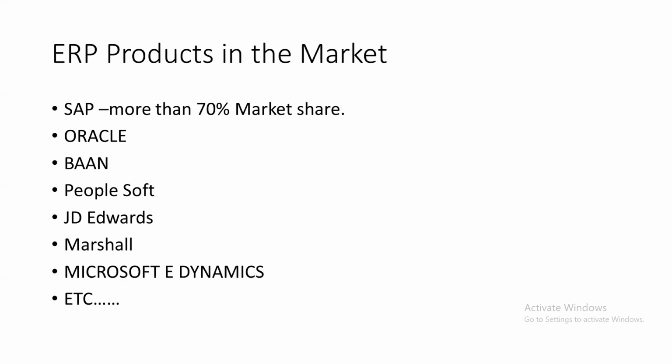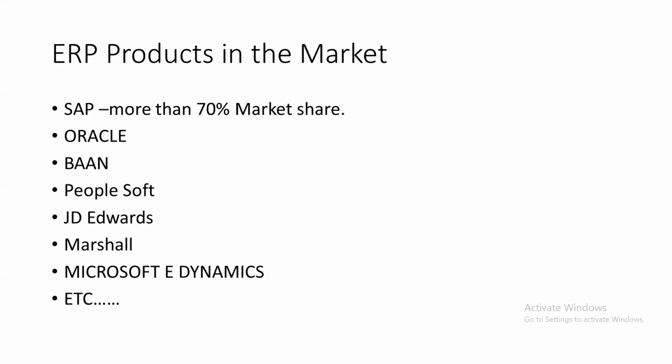Next, these are the different ERP products: SAP, Oracle, BaaN, PeopleSoft, JD Edwards, and all. Out of these ERP products, SAP occupies more than 70 to 80% market share. Based on company turnover, if we talk about India, companies with 50 to 100 crores or more than 100 crores will go for SAP. So it is mainly used by medium to large scale industries based on the company turnover.